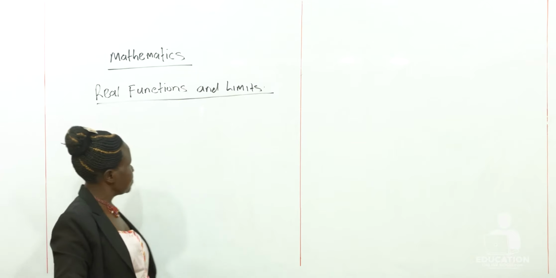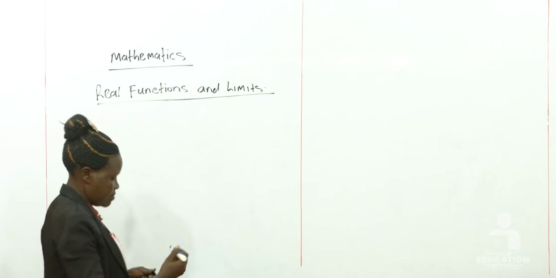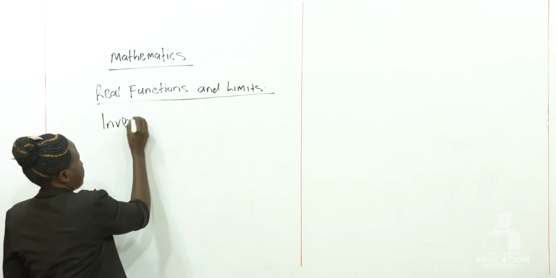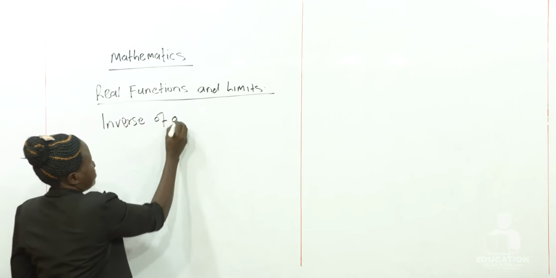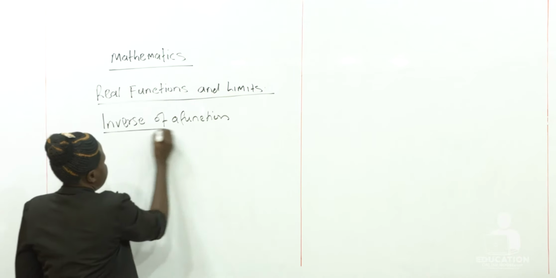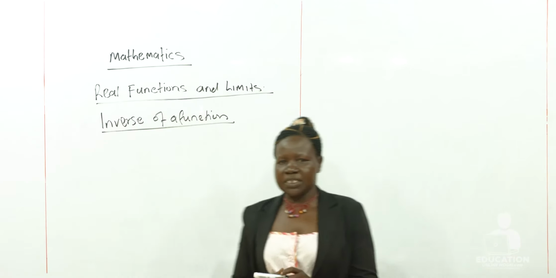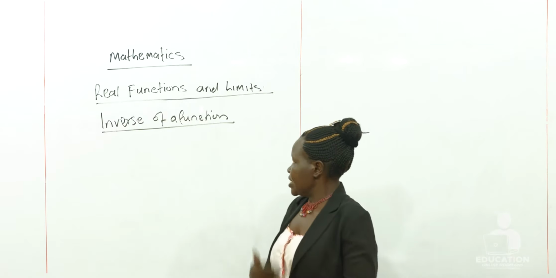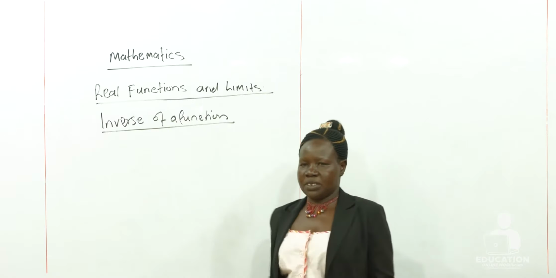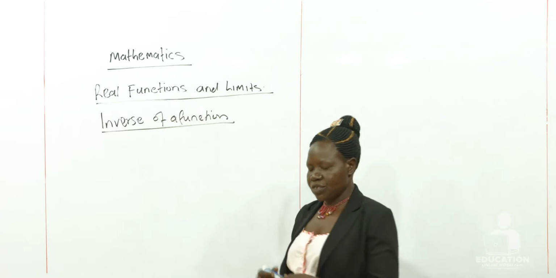The previous lesson we had just introduced what we call the inverse of a function. Inverse of a function. So the inverse of a function, inverse simply means to interchange, or sometimes in other books we say it is opposite. The function here simply we know it as a relation between the two variables.